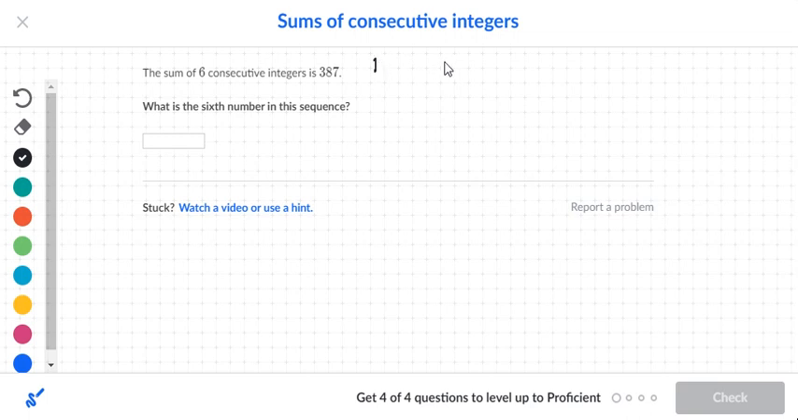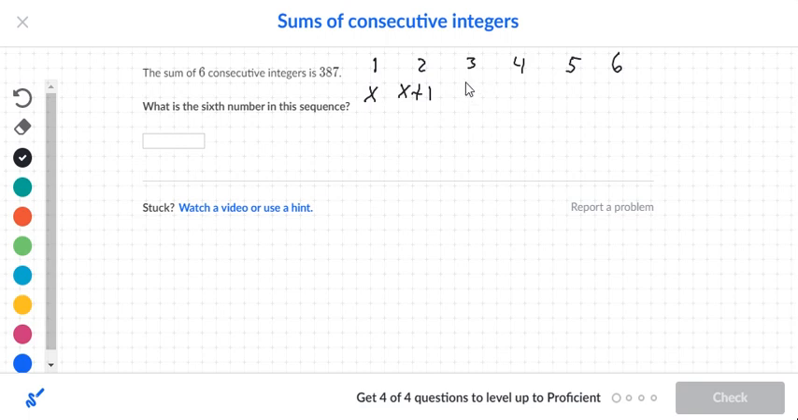So we'll start with 1, 2, 3, 4, 5, and 6. Now let's change these letters. Let's go ahead and call 1 x. Now to go from 1 to 2, you have to add 1 to the starting 1 to get 2. So when we come down here, we'll just say x plus 1.